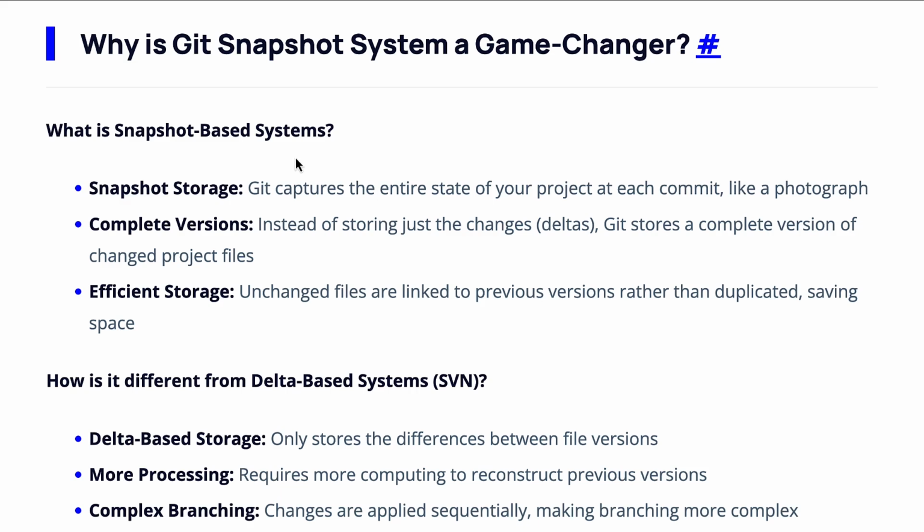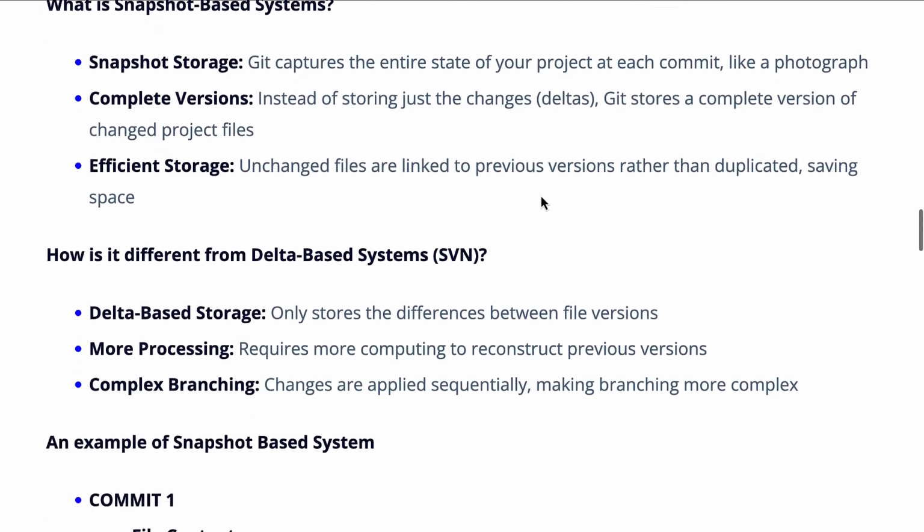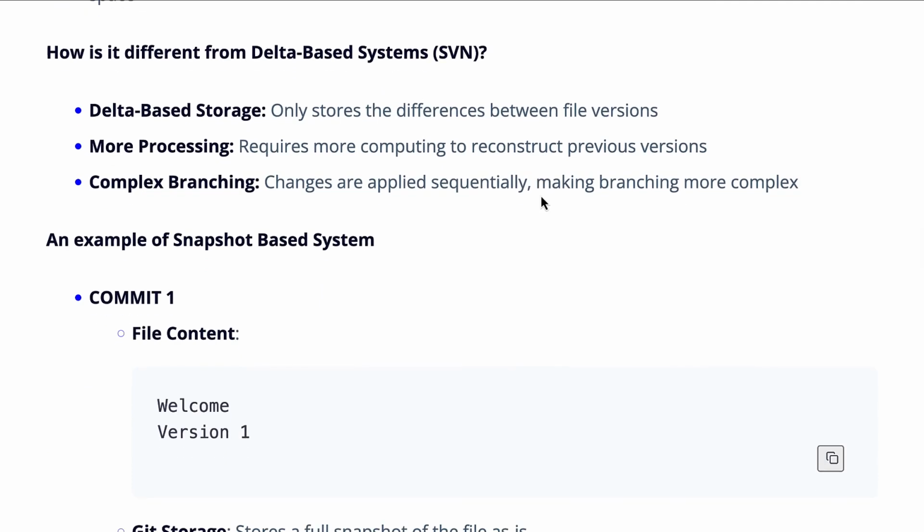What we are talking about is the fact that Git uses a snapshot based system. At each commit, Git captures the entire state of your project efficiently. Now, how is this different from delta based systems? In delta-based storage, only the differences between file versions is stored during commits. And this would mean more processing to reconstruct previous versions.